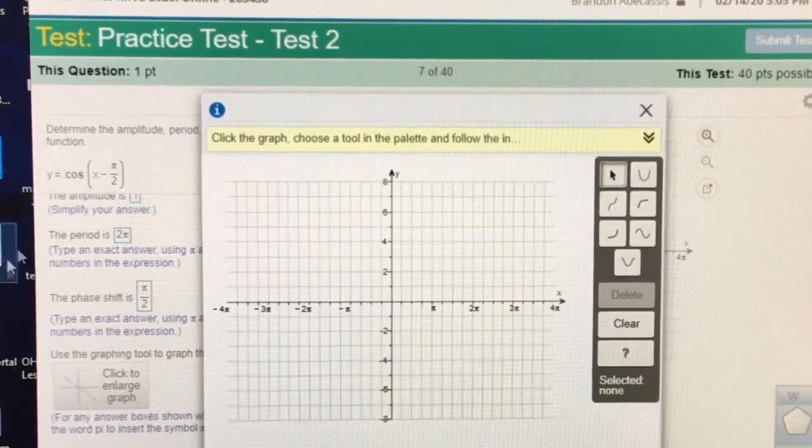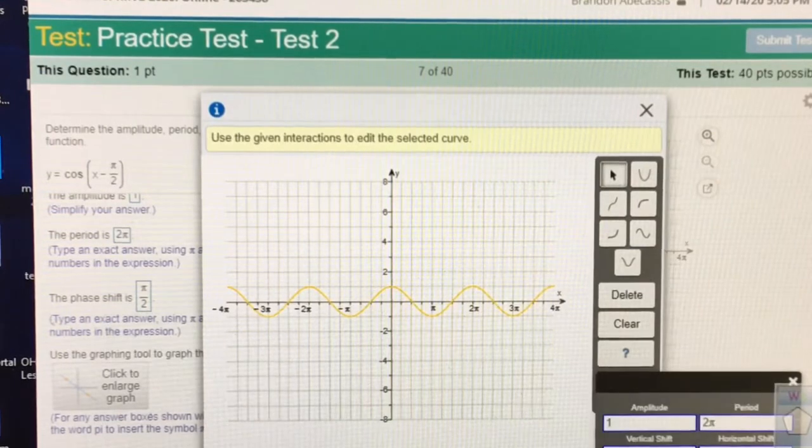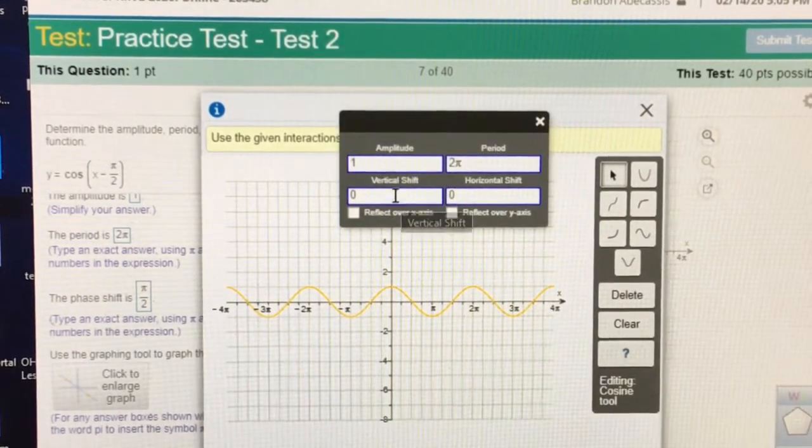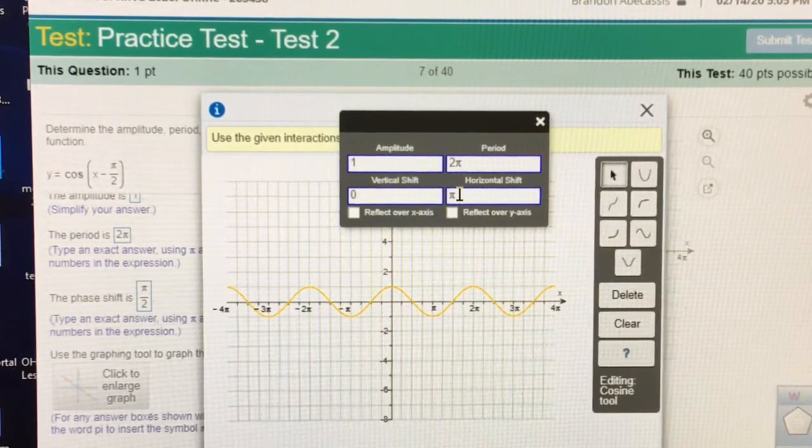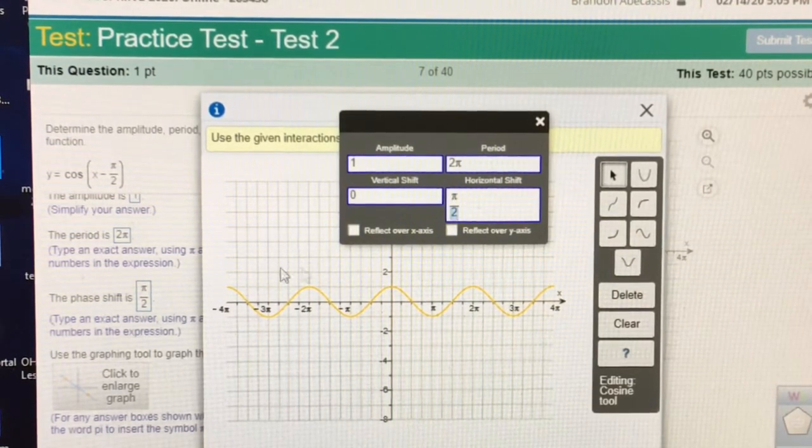Now to graph it, it was a cosine, so again I have to be alert to pick the correct one. Amplitude is 1, period is 2 pi, horizontal shift is going to be pi over 2, so I have to actually type in the word pi, and then forward slash over 2. No x reflect.